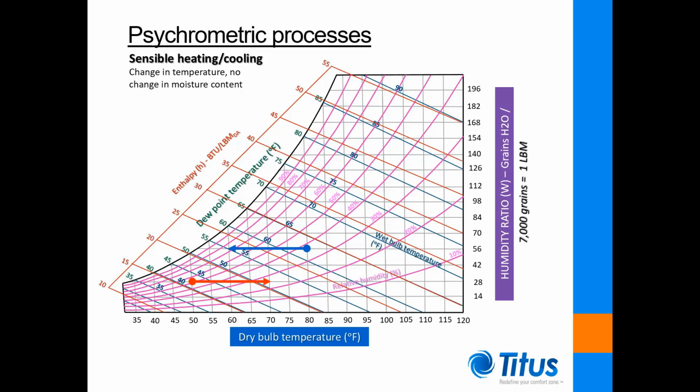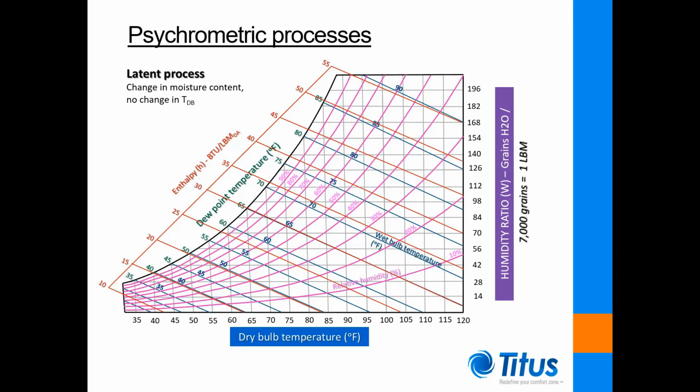Conversely, a sensible heating process involves an increase in the mixture's dry bulb temperature with no change in its moisture content. Note, however, that the wet bulb temperature, relative humidity, and enthalpy increase upon a rise in the dry bulb temperature of the mixture.